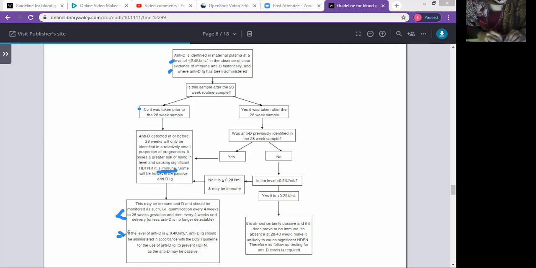That is, the anti-D should be administered. If the level of anti-D is less than 0.4, anti-D should be administered in accordance with the BCG guidelines of anti-D administration.